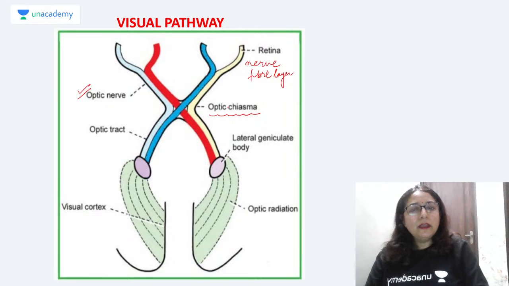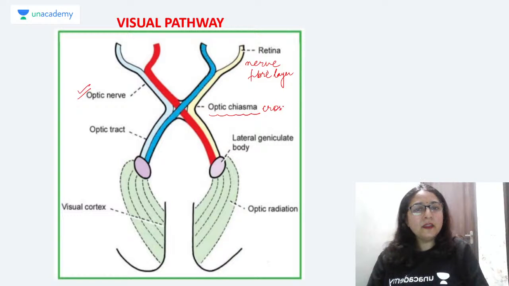At the optic chiasma, a very interesting thing is happening, that is, the nasal fibers of the two sides, which are coming from the nasal half of the retina, are crossing or decussating. After crossing, they go to the opposite side.